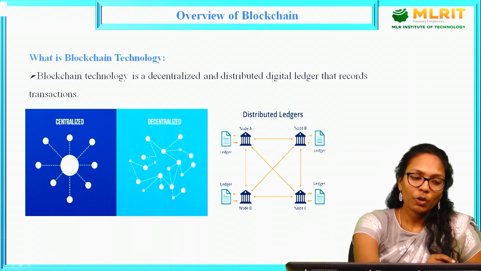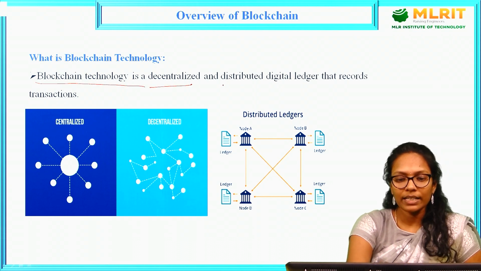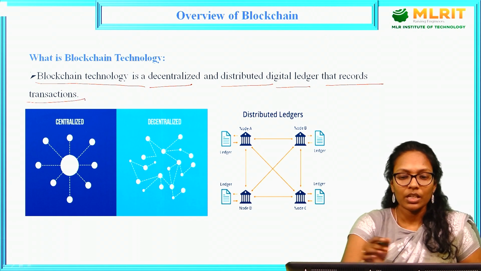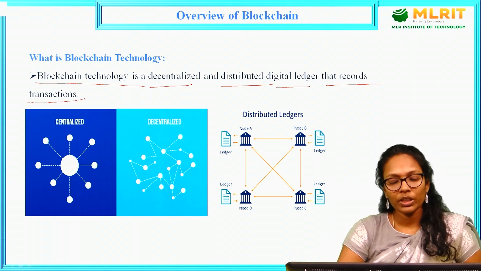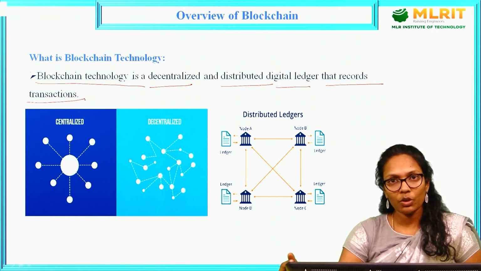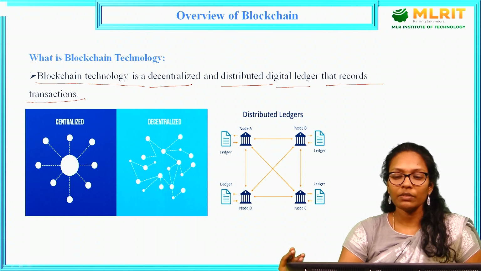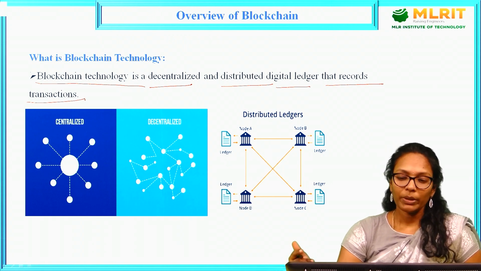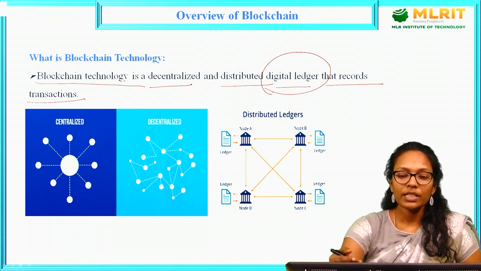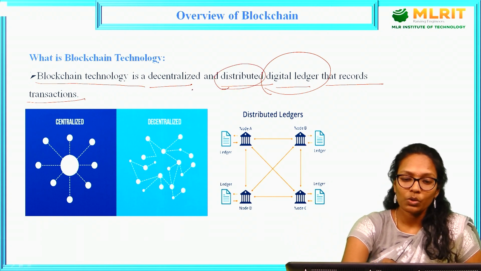We have a formal definition for blockchain technology. Blockchain technology is a decentralized and distributed digital ledger that records transactions. We know a ledger: in banks or wherever we go, they maintain a ledger of accounts, right? All the records and details of the customers, they maintain in terms of a ledger. But here it is a digital ledger. It's not a hard copy, it is a soft copy, that is a digital ledger, and distributed and also decentralized.